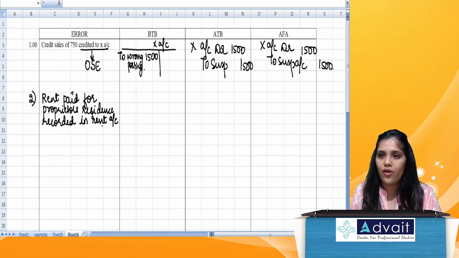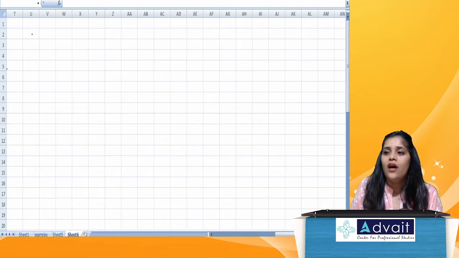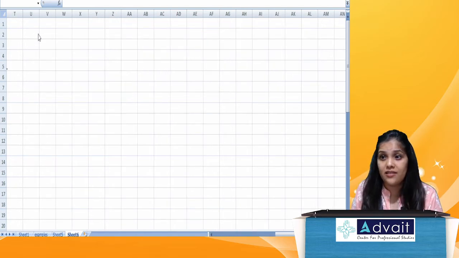Others, what do you think? Is this correct or wrong? This is not an error. It is correct. Okay, so Amrita Gowda is telling, ma'am, this is correct. Okay. Now, rent paid for proprietor's residence, very good Lingesh, is recorded in rent account.